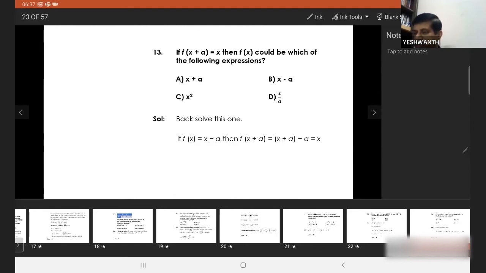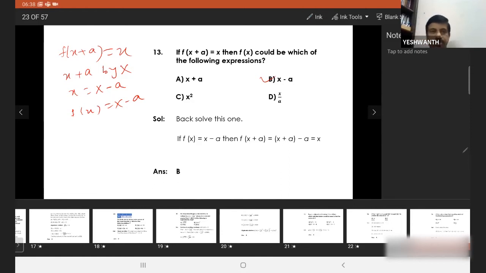That means replace x by x plus a is like this. F of x plus a equal to x again. Okay. So now f of x means replace x plus a by x. So x equal to x minus a. So f of x equal to x minus a. So that is, you have option B. Please note it fast, quick.